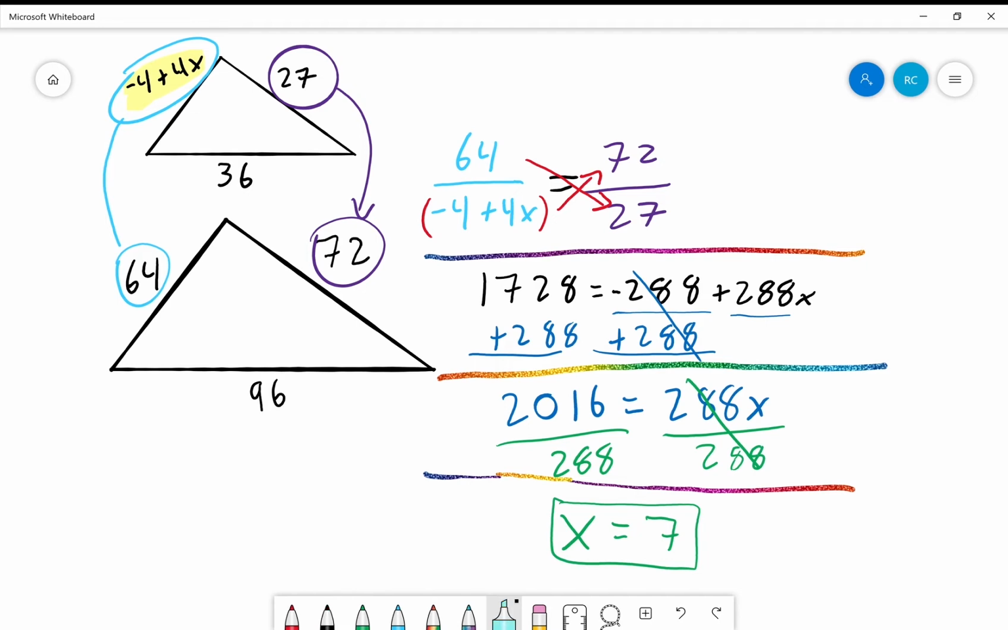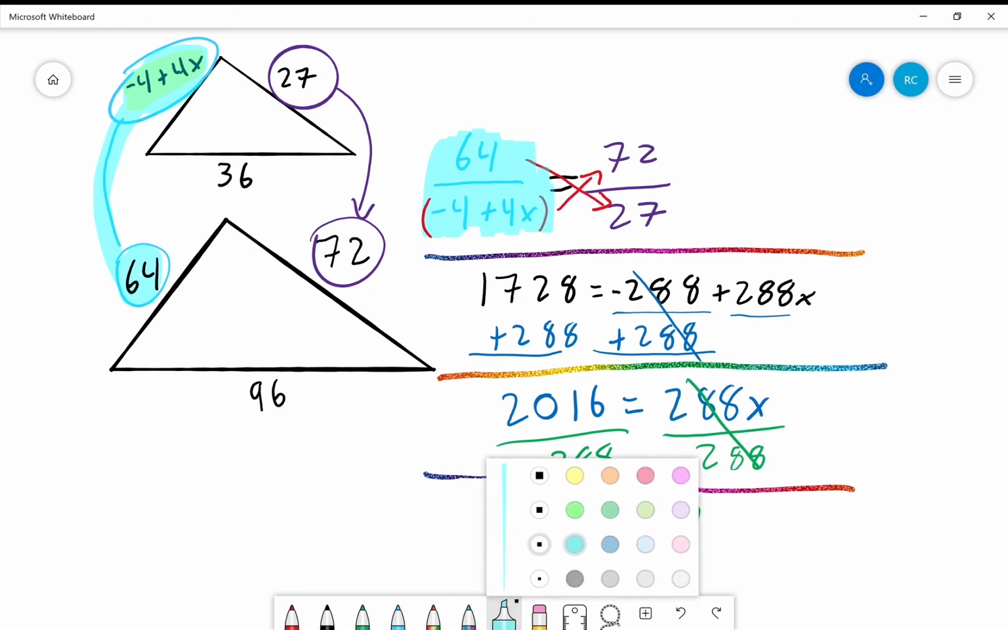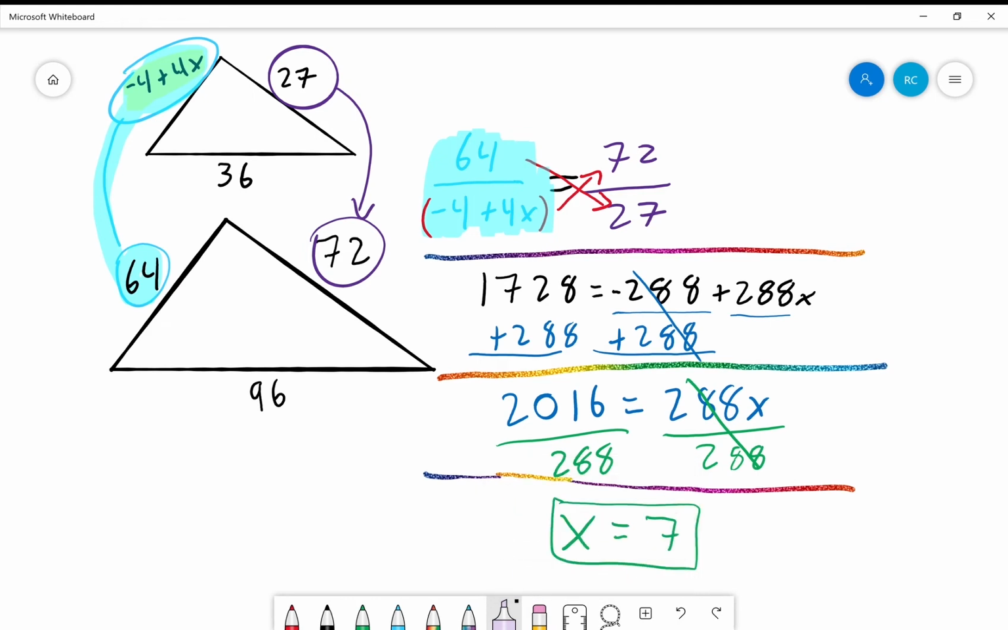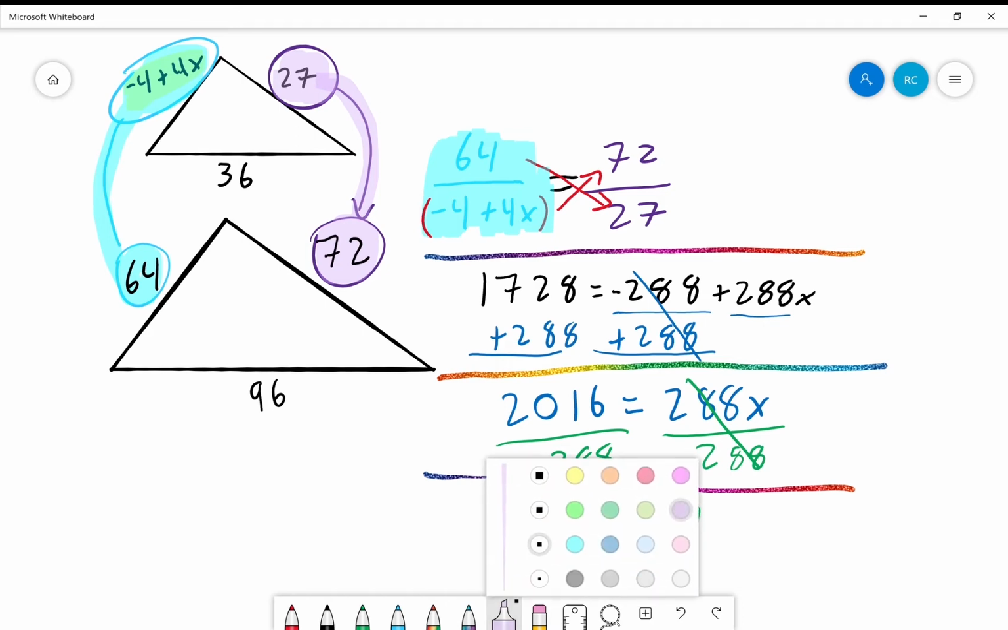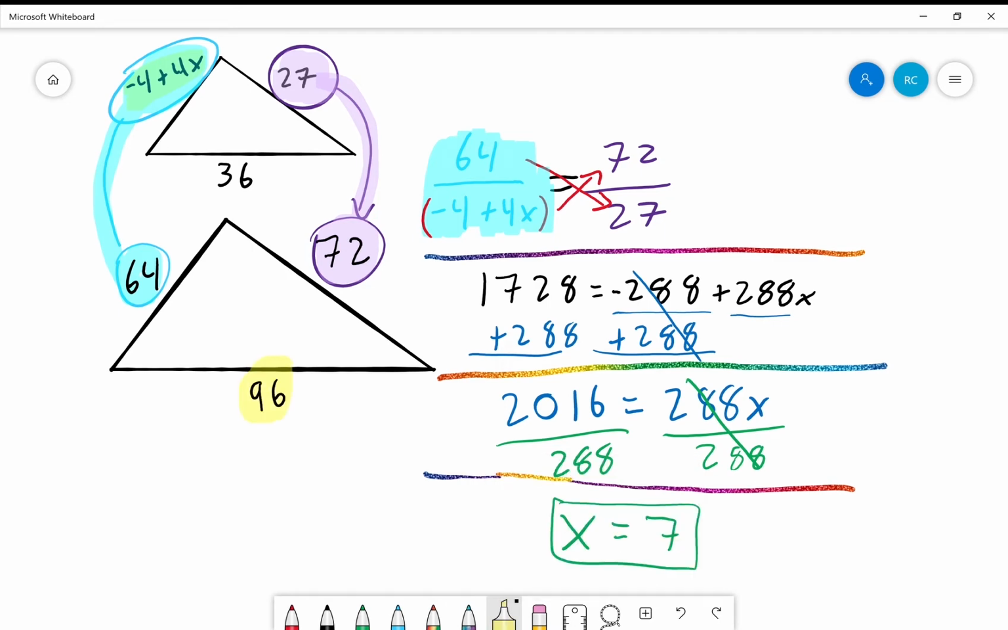To find our multiplier, we took 64 and divided by negative 4 plus 4x. That wasn't the only way we could have done it, but that was the way I chose to pursue this. We did the same thing with 72 divided by 27. We could have totally used 96 divided by 30, or 36 divided by 96.